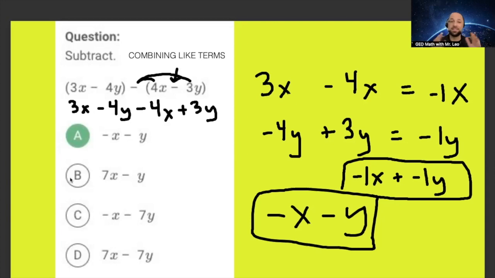All right, if you like that, there's going to be another video covering all this algebra. Right now, we're focusing on negative numbers.